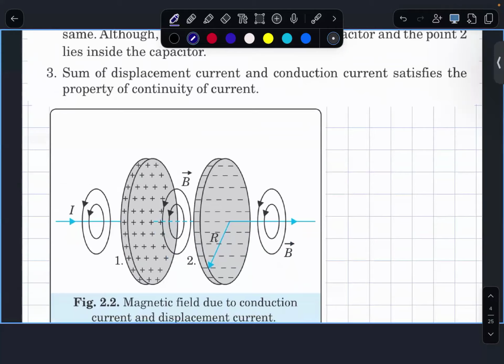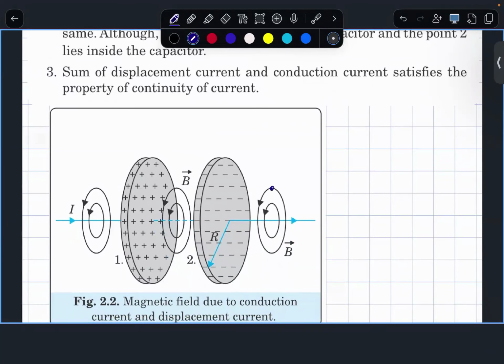Which means, for example, if I take a circle of some radius r and choose a point here, I notice a magnetic field B as per the right hand grip rule. The same magnitude of magnetic field I will notice here, even though there is no physical current. That contributed current is what we call the displacement current. The sum of displacement current and conduction current satisfies the property of continuity of current. These are some theory points which you need to know.